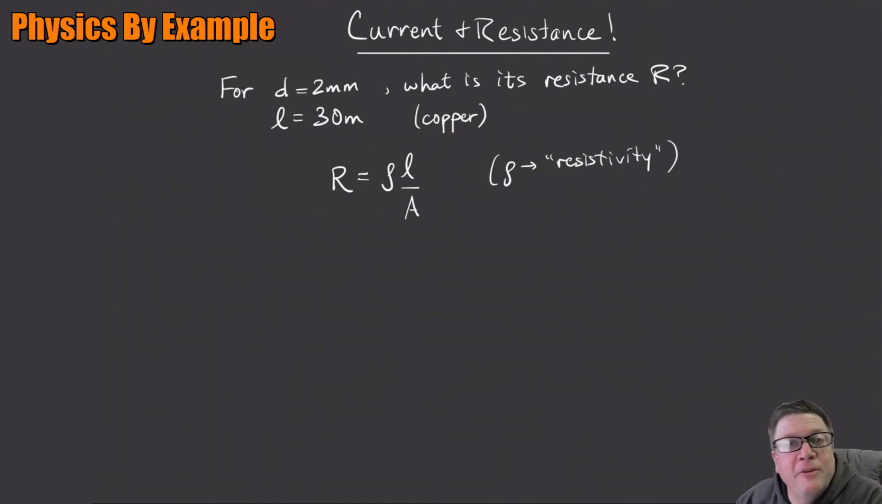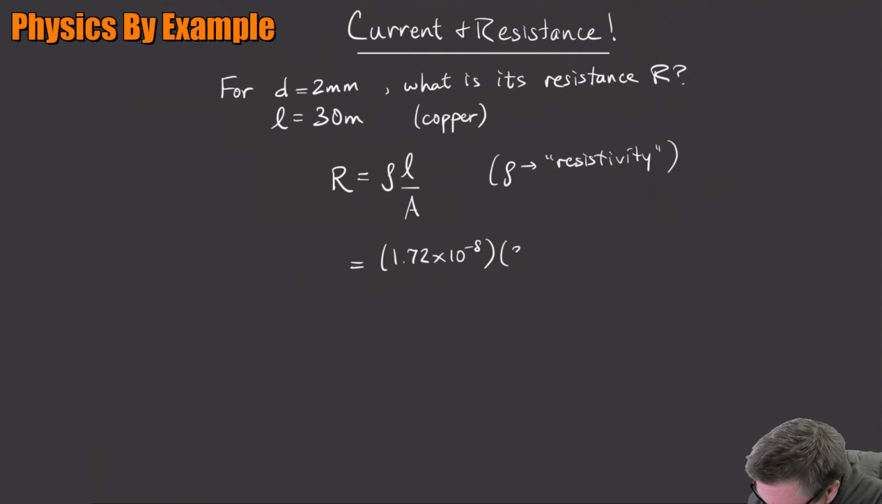It's different for every metal. You just look it up in a book. So this is going to be for copper. It's like 1.72 times 10 to the minus 8th. And then my L, the length, is going to be 30. And then the area of this thing, the diameter is 2 millimeters, so the radius is 1 millimeter. So it's just going to be pi times r squared, times 10 to the minus 3 squared, which is 10 to the minus 6.